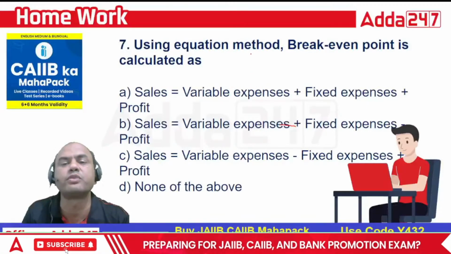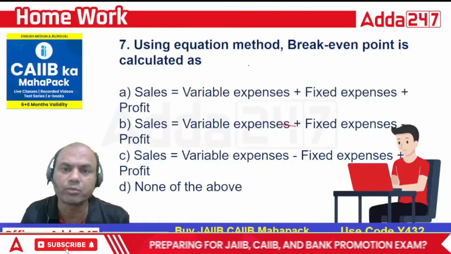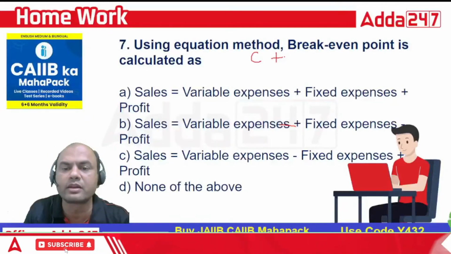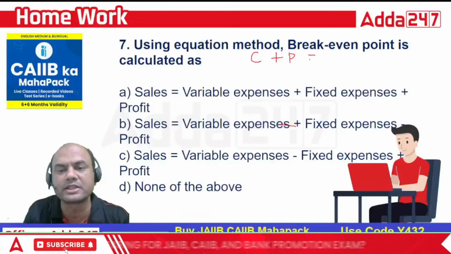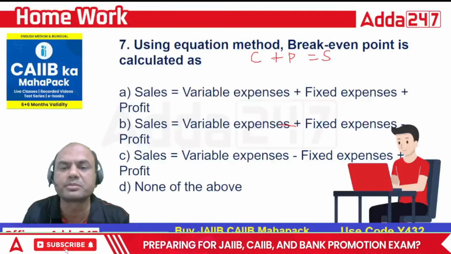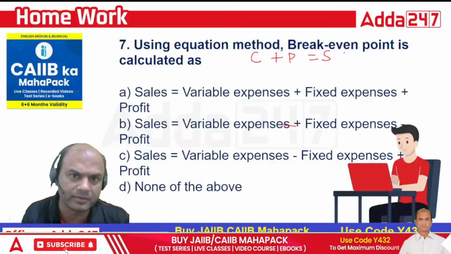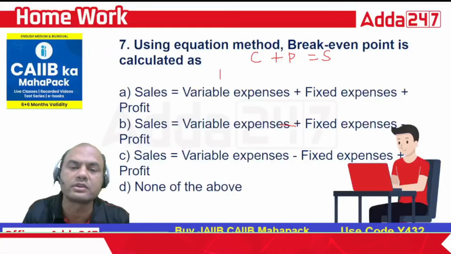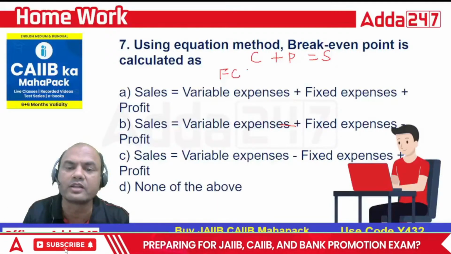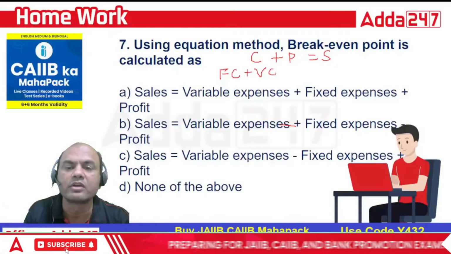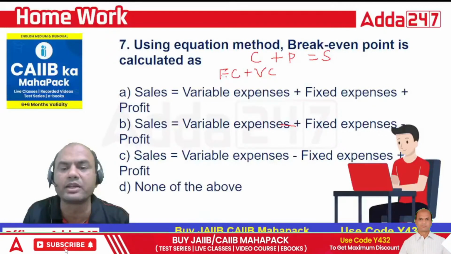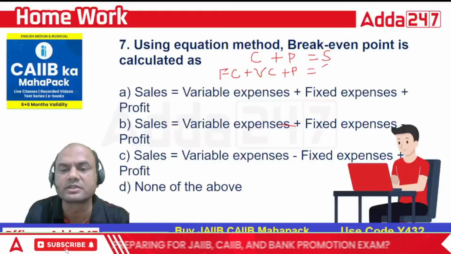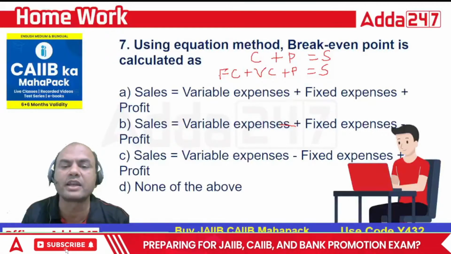Give me the basic formula for any profit calculation. It is cost plus profit equals sales price, right? Cost plus profit equals sales. Simple. Now in cost we have two costs: one is fixed cost, second is variable cost. Fixed cost plus variable cost plus profit equals sales.